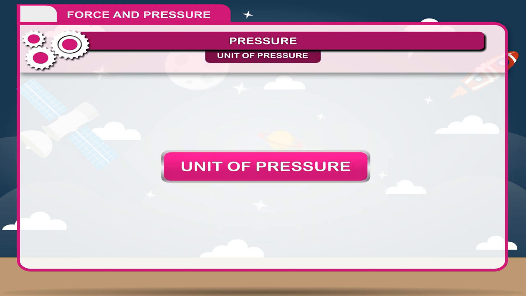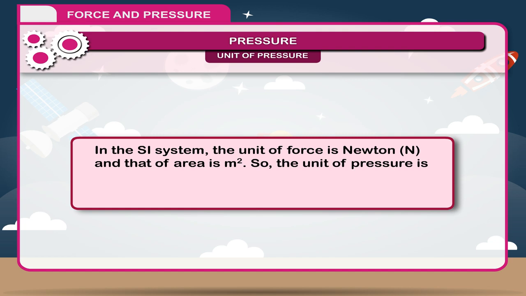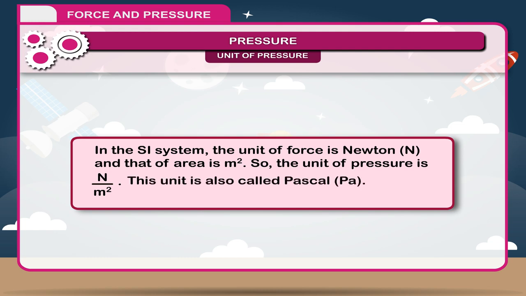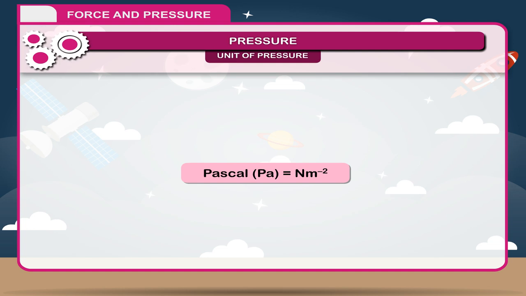Unit of pressure. Pressure is equal to thrust divided by area. In the SI system, the unit of force is Newton, N, and that of area is meter squared. So, the unit of pressure is N divided by m squared. This unit is also called Pascal, Pa. Pascal, Pa, is equal to N m to the power minus 2.